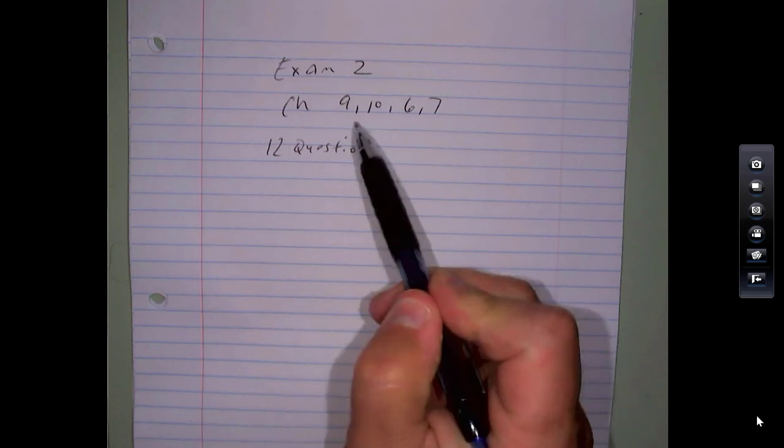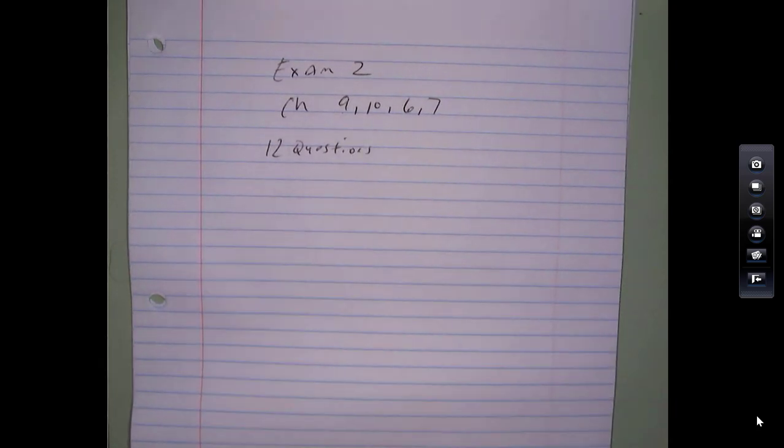So Exam 2 does cover Chapter 9, which is on momentum, Chapter 10, which is on energy, and then we go back to Chapter 6, which is circular motion, and Chapter 7, which is rotational motion. So it is 12 questions, similar to the practice test. It is multiple choice, but you do have to show your work.